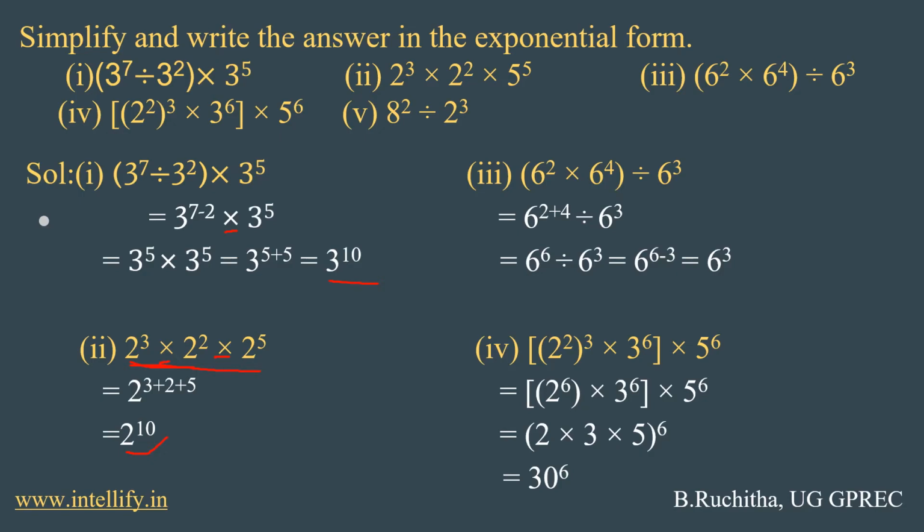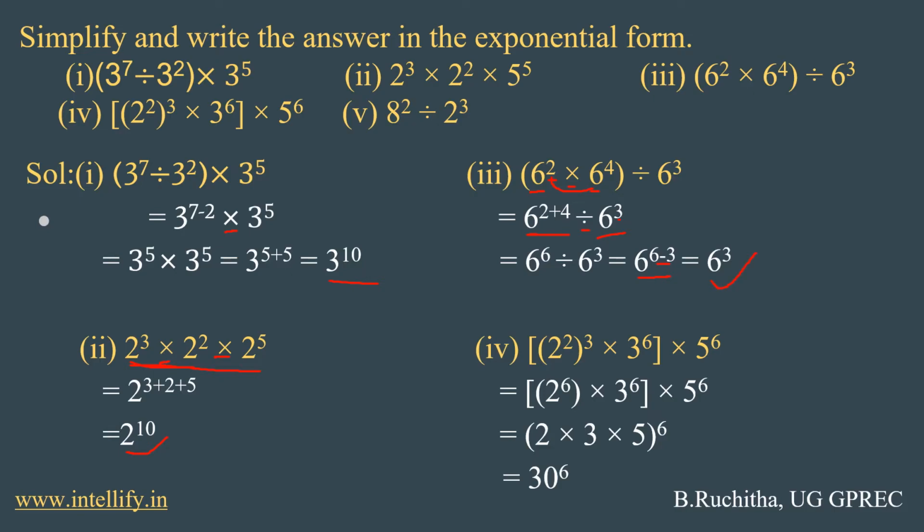And the third problem is 6 power 2 into 6 power 4 divided by 6 power 3. If we observe, their bases are the same and they are multiplying, so their exponents should be added. So we got 6 power 2 plus 4 divided by 6 power 3. Here their bases are equal and they are dividing, so we have to subtract their exponents. 6 power 6 minus 3, that is 6 power 3.